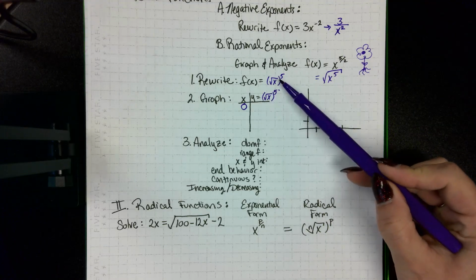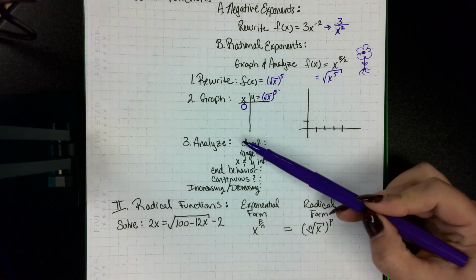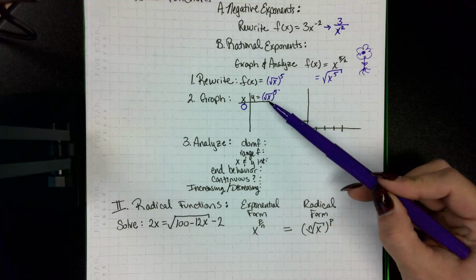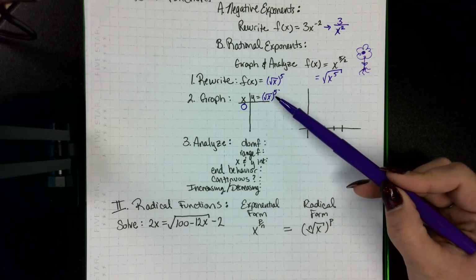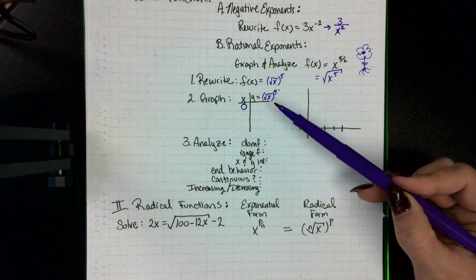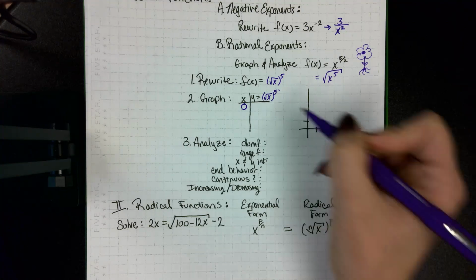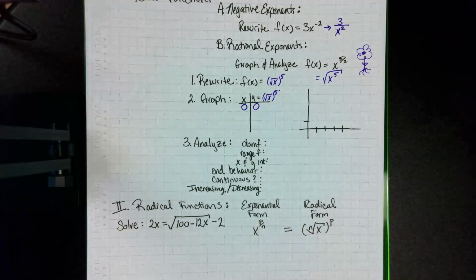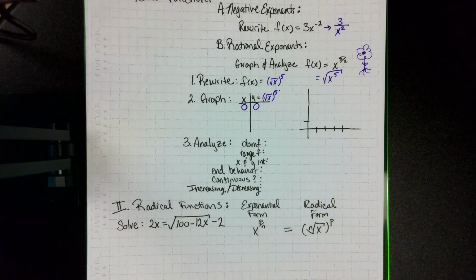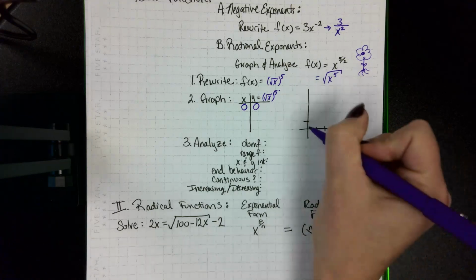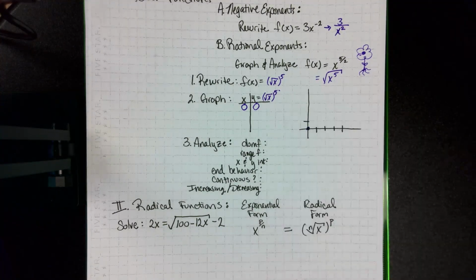y is equal to the function when I plug in the x value. So if I take x as 0, the square root of 0 is 0, and 0 to the 5th power is 0 times 0 times 0 times 0 times 0. That's 0. So I found my y value by choosing whatever x value I wanted. And then I can plot that point, (0, 0).